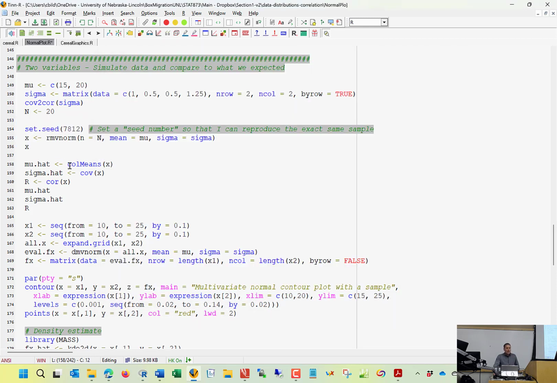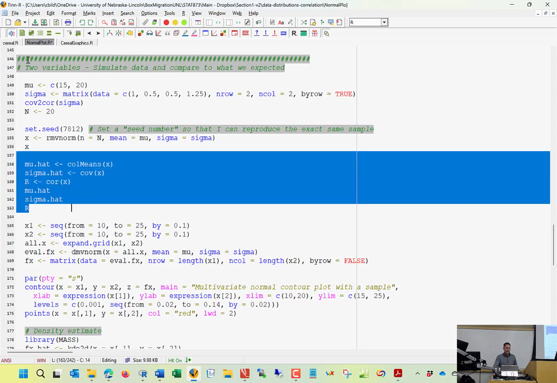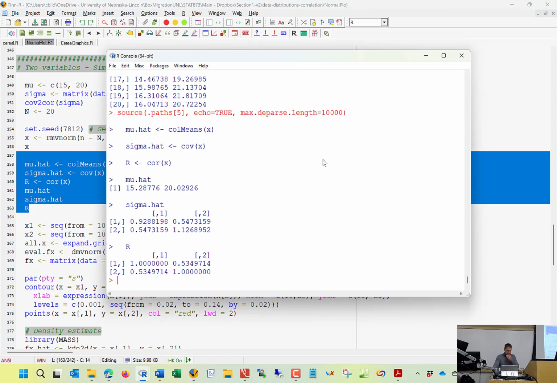Okay, so we can then use some methods that we've done before to estimate the mean vector. We could use the colMeans function, which stands for column means. Find the means of each column of x, and put that into mu.hat. I can use the cov function to find the estimated covariance matrix, and the cor function to find the estimated correlation matrix, and this is what we get.